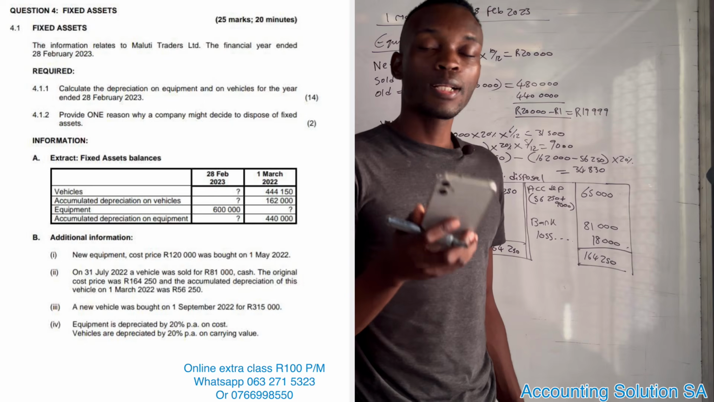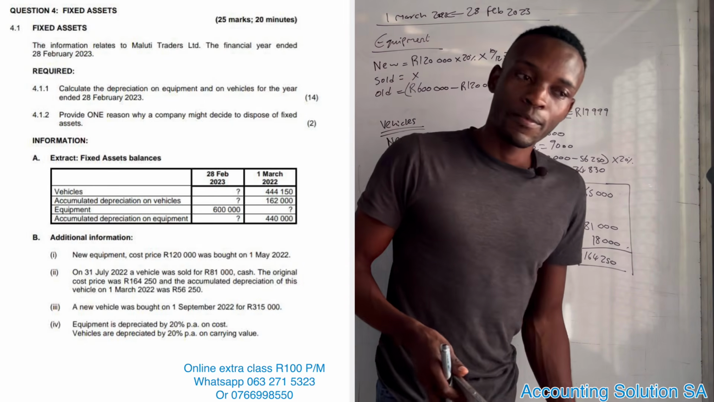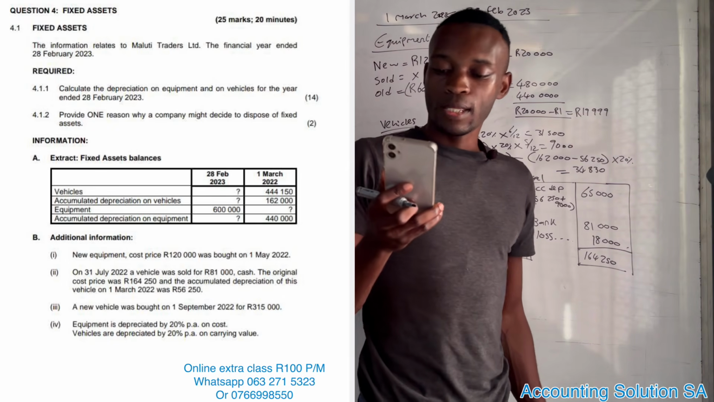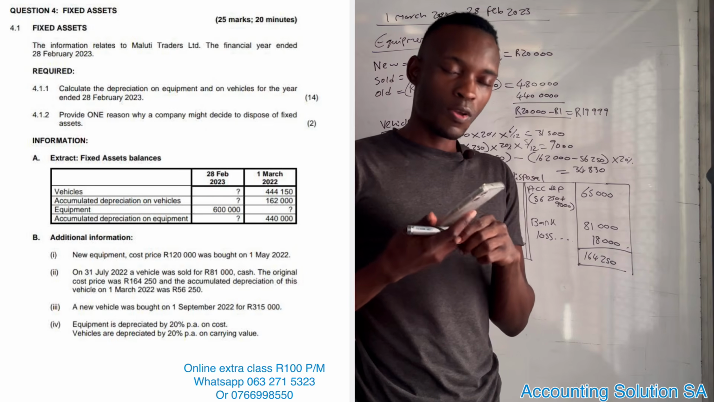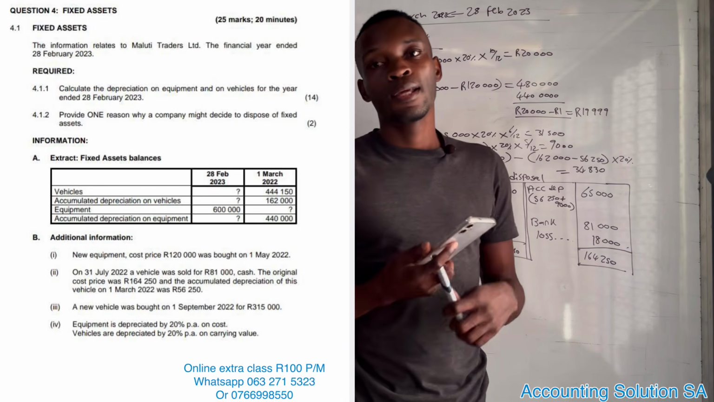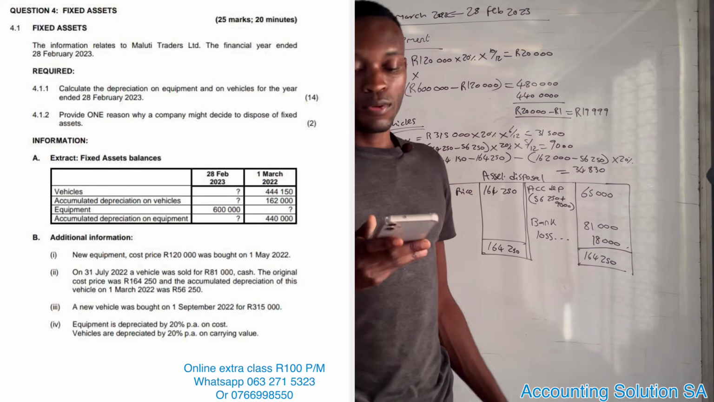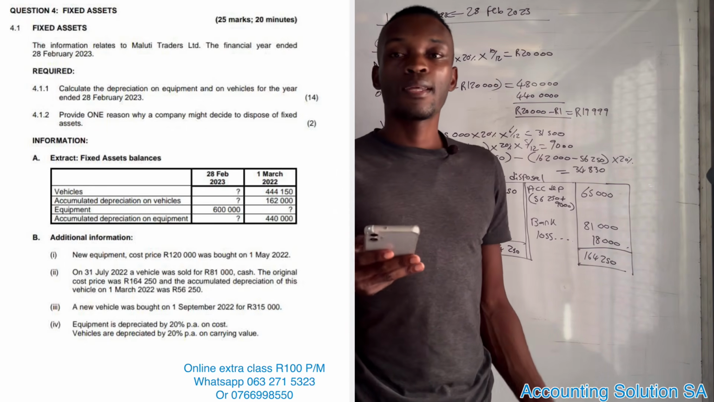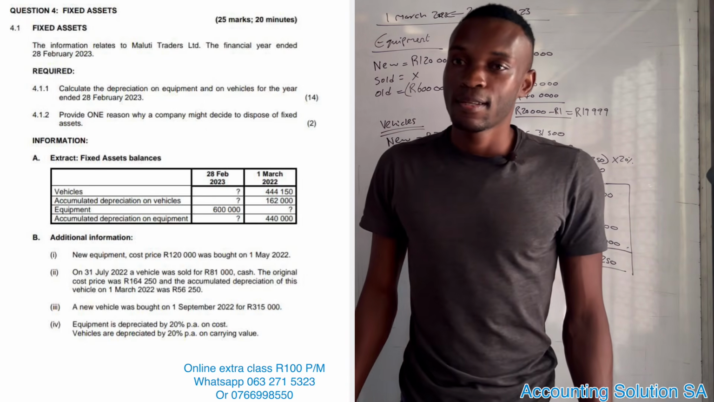Why can a company sell the asset? Obvious, guys. If the asset is old and it's no longer useful, you just have to sell it. And the other one, if you have a vehicle that is consuming a lot of petrol, guys, you have to sell it because it's going to cost you. Or maybe there is better technology available, guys.